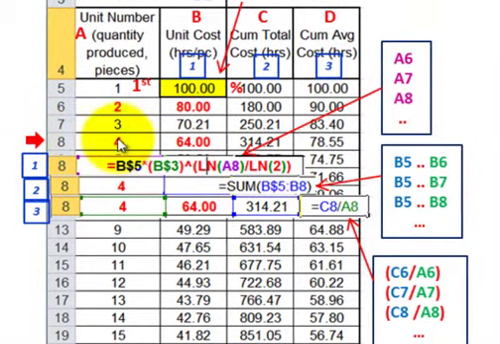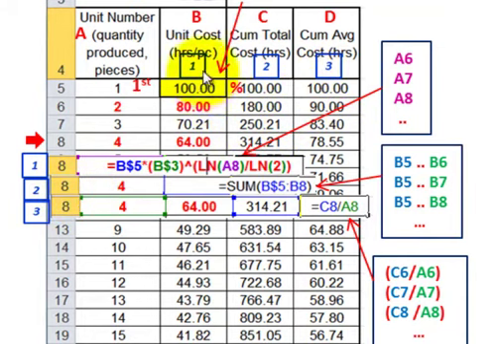That's a unit quantity number of 4, and here's how we'd make our entries for columns B, C, and D. I've numbered these functions 1, 2, and 3 here. 1 goes to column B, 2 goes to column C, and 3 goes to column D.